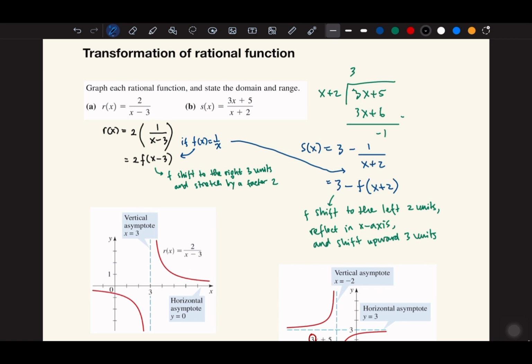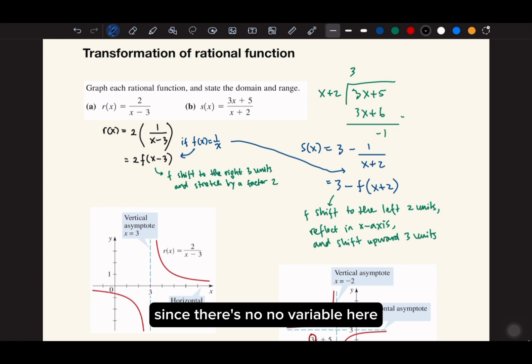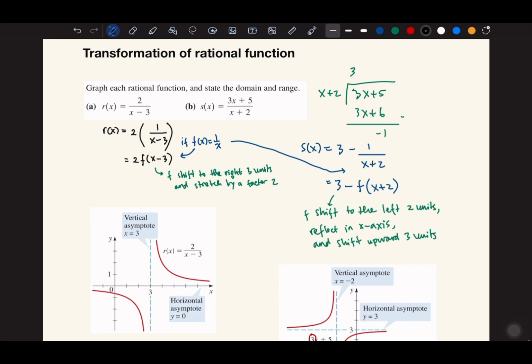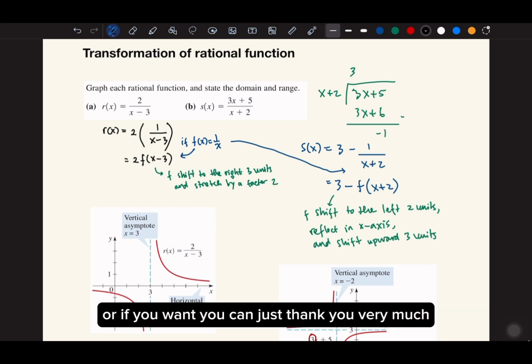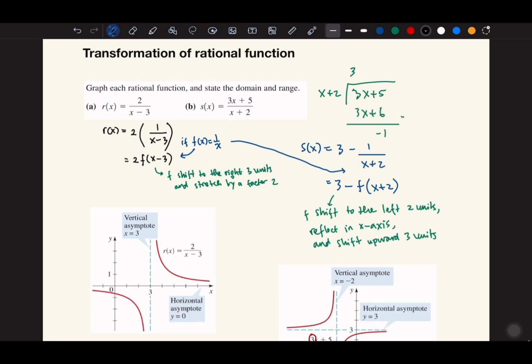This one? Since there is no variable here, it will be 0. Or if you want, you can take the limit. I think it will be very convincing.